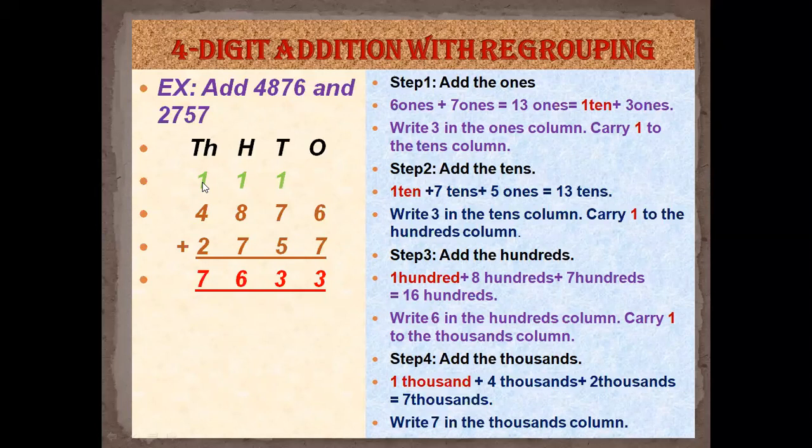Now we have to add the thousands column digits. 1 plus 4 equals 5. 5 plus 2 equals 7. So the answer is 7,633. Understood? That is how we add these numbers.